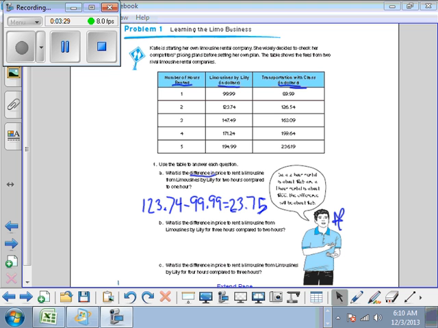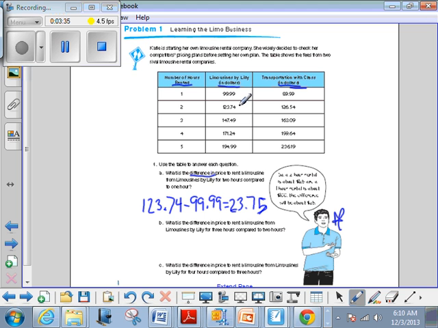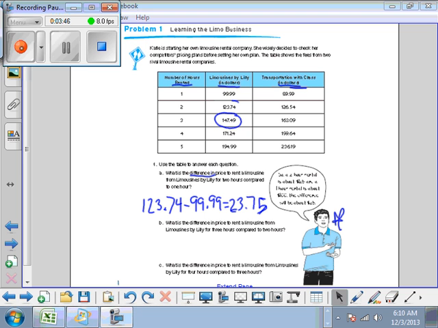So then looking at B, what's the difference in price to rent a limousine from Limousine by Lily for 3 hours compared to 2 hours? So now we're comparing between 3 hours and 2 hours. So you're going to do the same procedures there. So pause the video and see what your answer would be. Okay, so hopefully you checked your answer and you got $23.75 again.